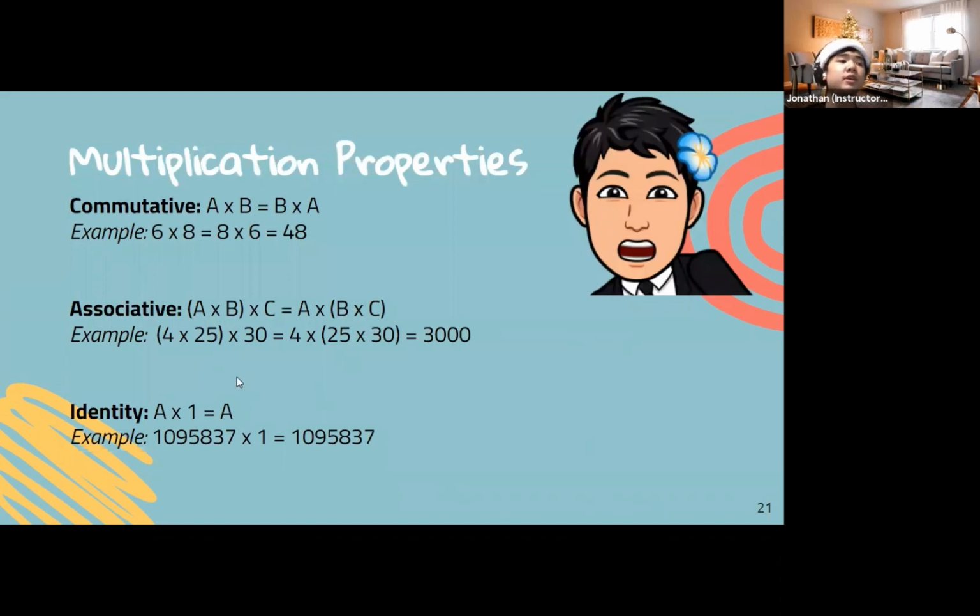How about associative? Same thing. I can just move the parentheses over and it will be the same. For example, 4 times 25 times 30 is equal to 3,000, no matter what parentheses you use.